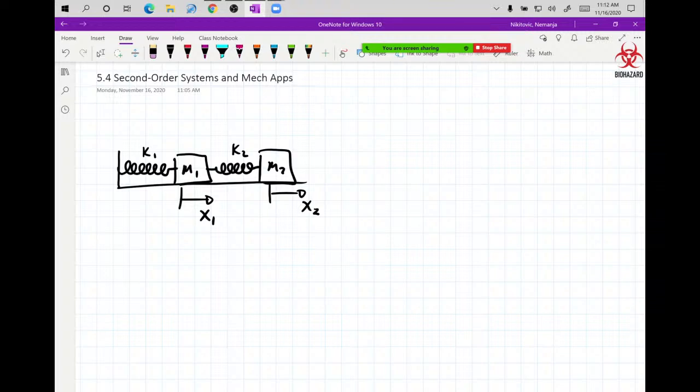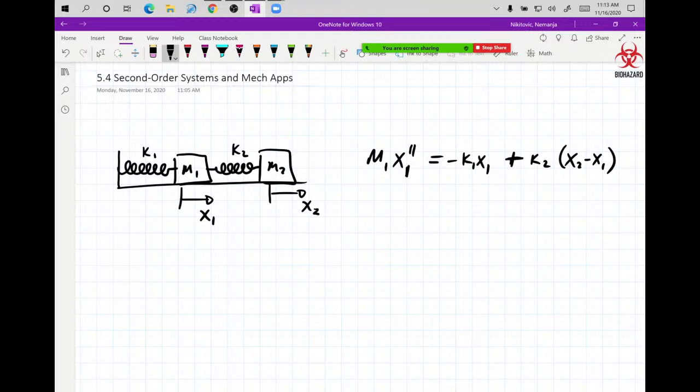So now, what are my equations? Well, they're exactly the same as what we studied in chapter 3. There is no difference, because of the free body diagram that you draw for each one of these. The mass 1 has impact from K1 and K2. So your M1 x1 double prime, because that's the displacement that you're measuring, is going to be negative K1 x1 plus K2 times (x2 minus x1).